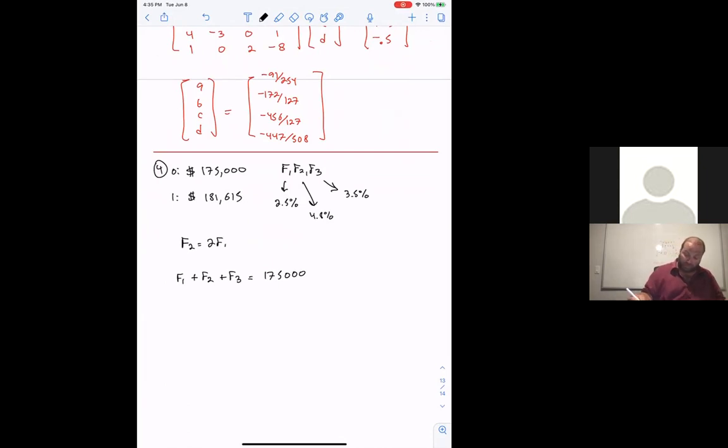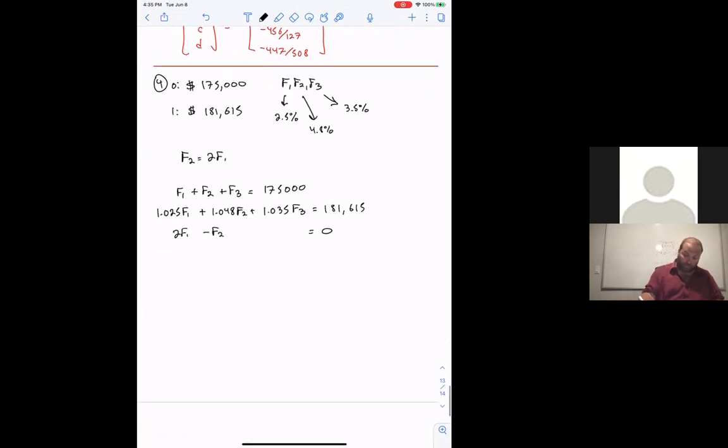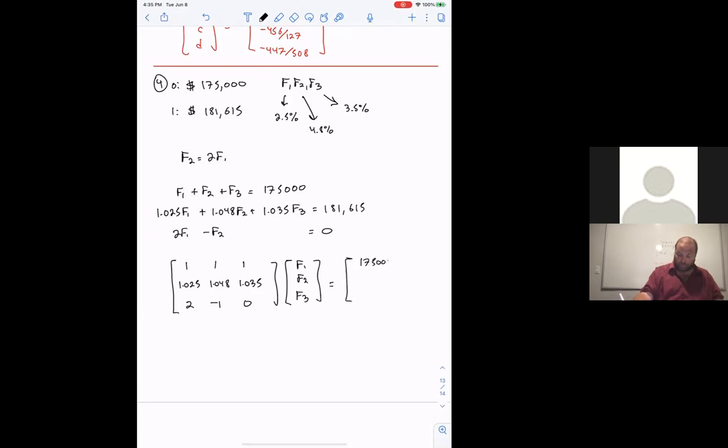The second equation is if you take what she invested in the first one and add 2.5% of that, take what she invested in the second and add 4.8% of that, and take what she invested in the third and add 3.5% of that, that adds up to 181,615. And the last one is 2f1 minus f2 is equal to 0. 3 pieces of information, 3 unknowns: 1, 1, 1, 1.025, 1.048, 1.035, 2, -1, 0, times my unknowns f1, f2, f3, equals 175,000, 181,615, 0.